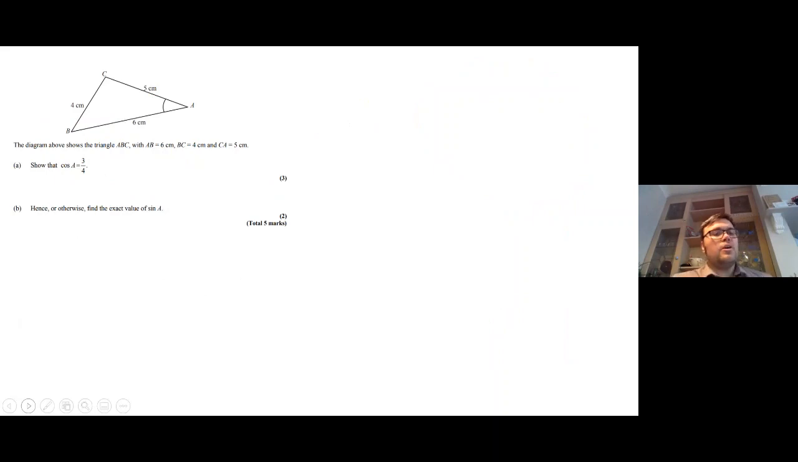As you can see here, the diagram above shows the triangle ABC with AB equals 6, BC equals 4, and CA is equal to 5. It's a bog standard triangle, you would have seen it before. The notation and everything else is a little bit different. So we need to show that cos A is equal to 3 over 4. Cos A is located here, and if you can remember from congruence, the SAS, the side angle side, we're going to be using the cosine rule.